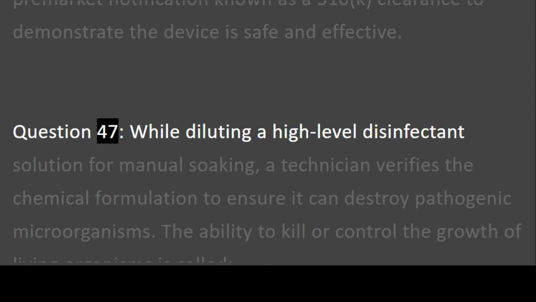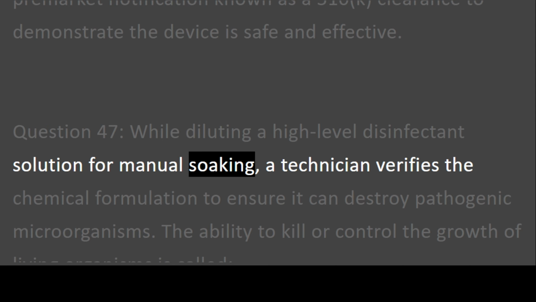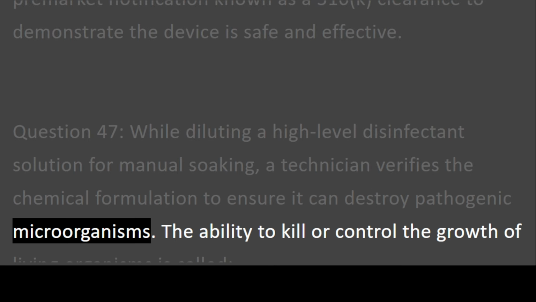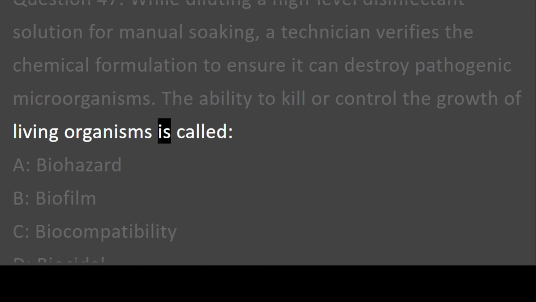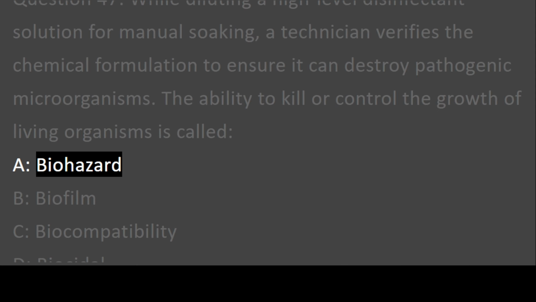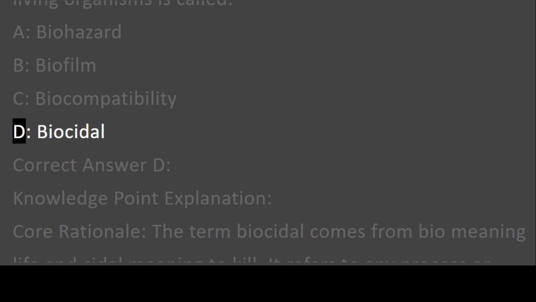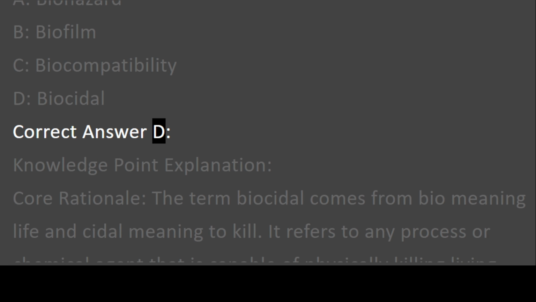Question 47. While diluting a high-level disinfectant solution for manual soaking, a technician verifies the chemical formulation to ensure it can destroy pathogenic microorganisms. The ability to kill or control the growth of living organisms is called A. Biohazard, B. Biofilm, C. Biocompatibility, D. Biocidal. Correct answer D.